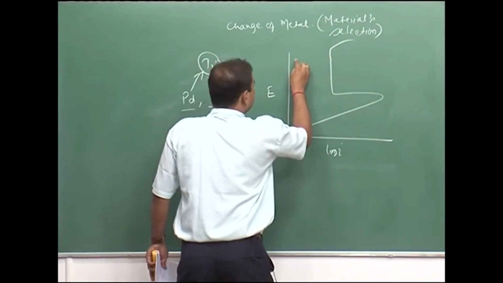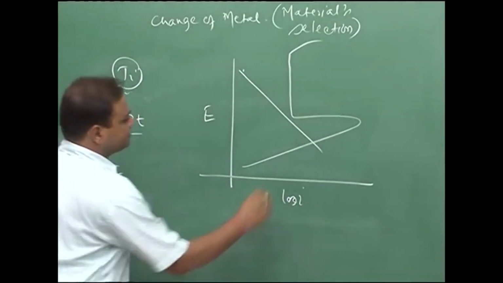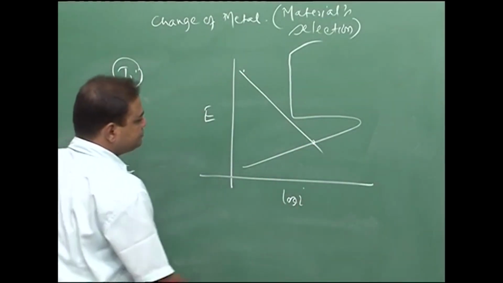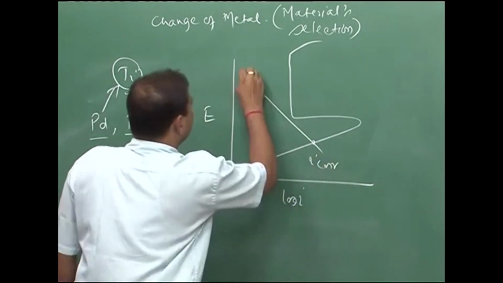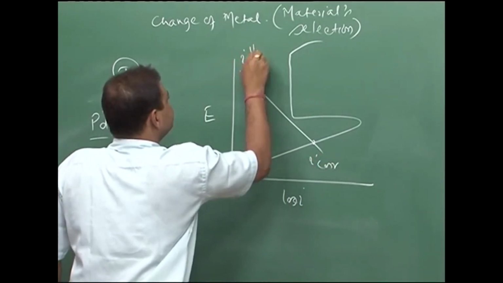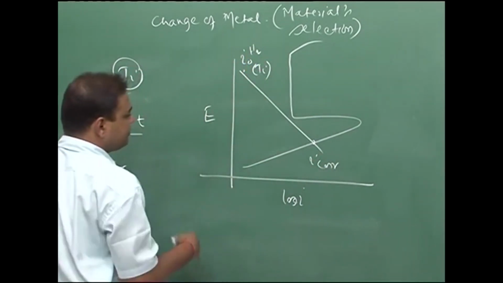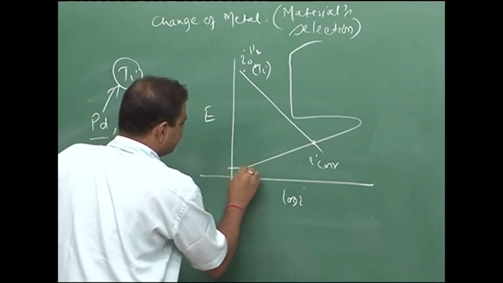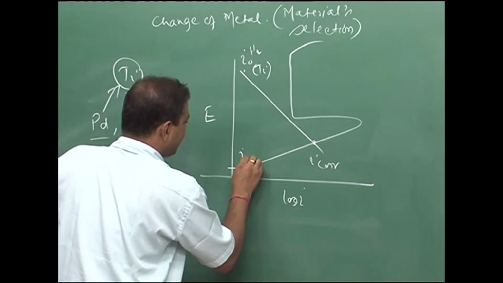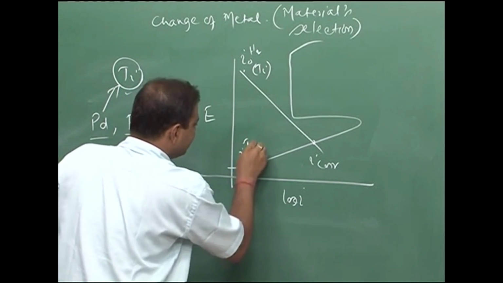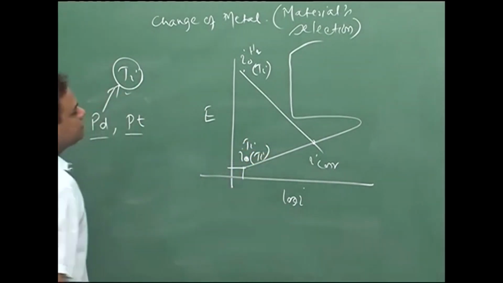Now, on the titanium it is like this. This is my corrosion rate. This is I core, and this is I 0, let us say for hydrogen on the titanium surface, and this is I core, I 0 of titanium on the titanium surface.